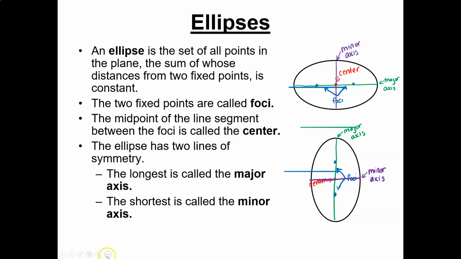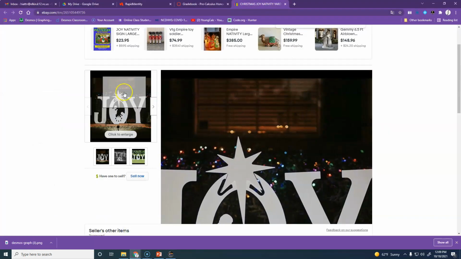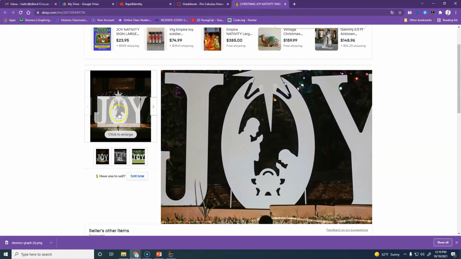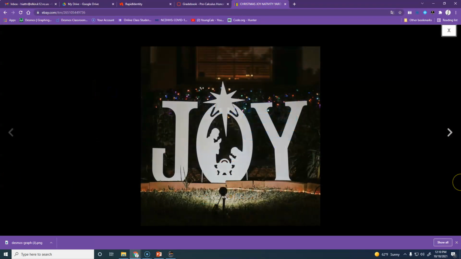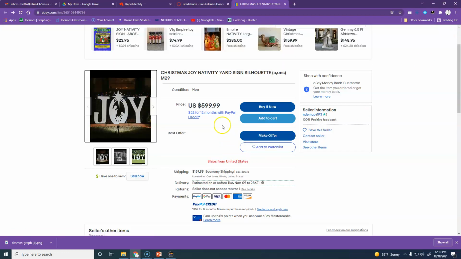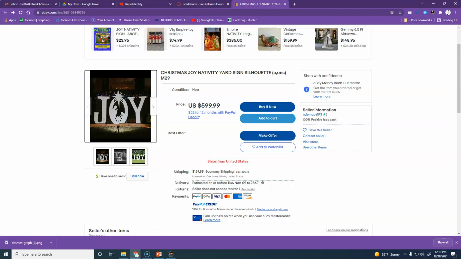I'm going to show you this. Several years ago, I wanted a sign to put in my yard that looked like this one right here. I thought it was so cute. I wanted it in my yard at Christmas time, and I was going to order one. I've never seen one this expensive. This one's $600. The ones I saw were like $150, which still seemed a little bit expensive. So I thought to myself that I could just make that. That would be pretty easy.